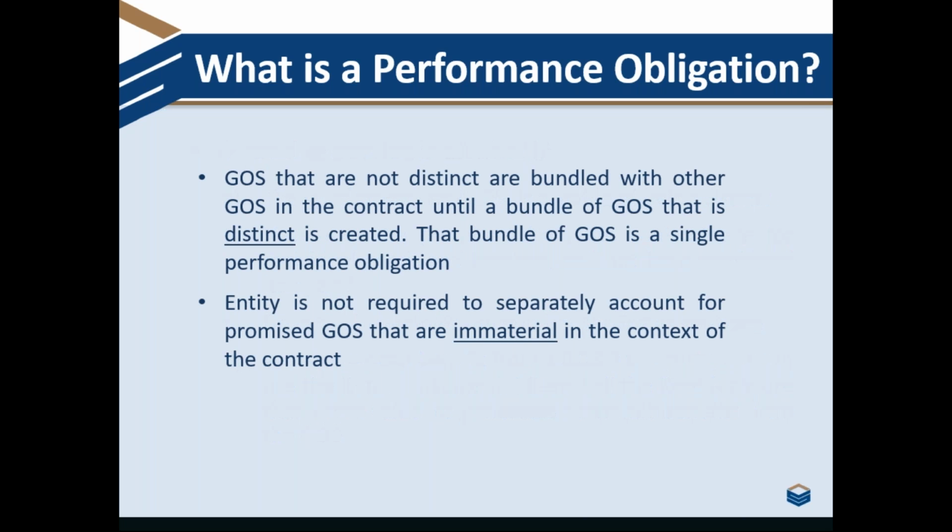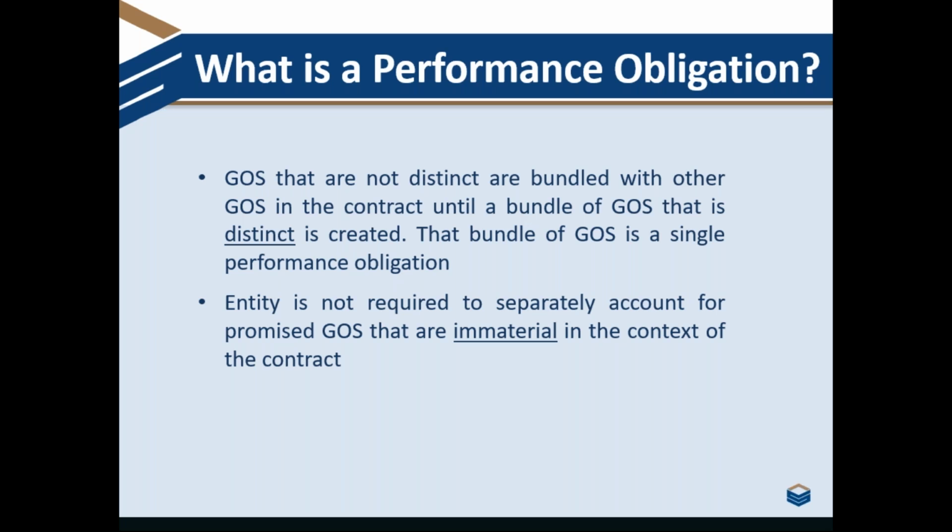Continuing on, goods or services that are not distinct are bundled with other goods or services in the contract until a bundle of goods or services that is distinct is created. That bundle of goods or services is a single performance obligation. So what we're saying here is, if you have a good or service that isn't distinct, you bundle it with others, or it's connected with others, and they by themselves create their own mass of distinct goods or services. So it just grows like a horror movie. Yeah. Until you've got one good or service that's distinct.